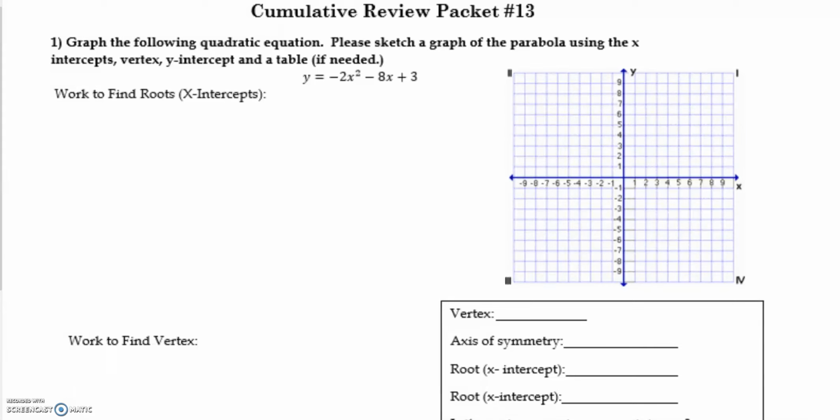Let's start here with number 1, where I'm asking you to graph the following quadratic equation. Quadratic, again, meaning something like x to the second power. We would like to graph this using the x-intercepts, the vertex, and the y-intercept, and a table only if you need it. So if you need extra points, then you should use a table. Otherwise, I'm looking for you to understand the roots, vertex, and y-intercept.